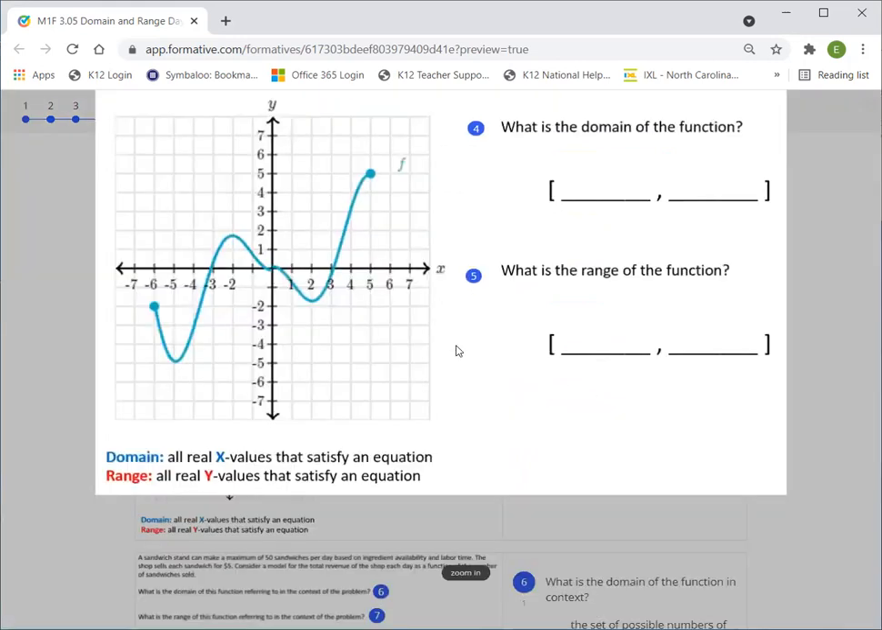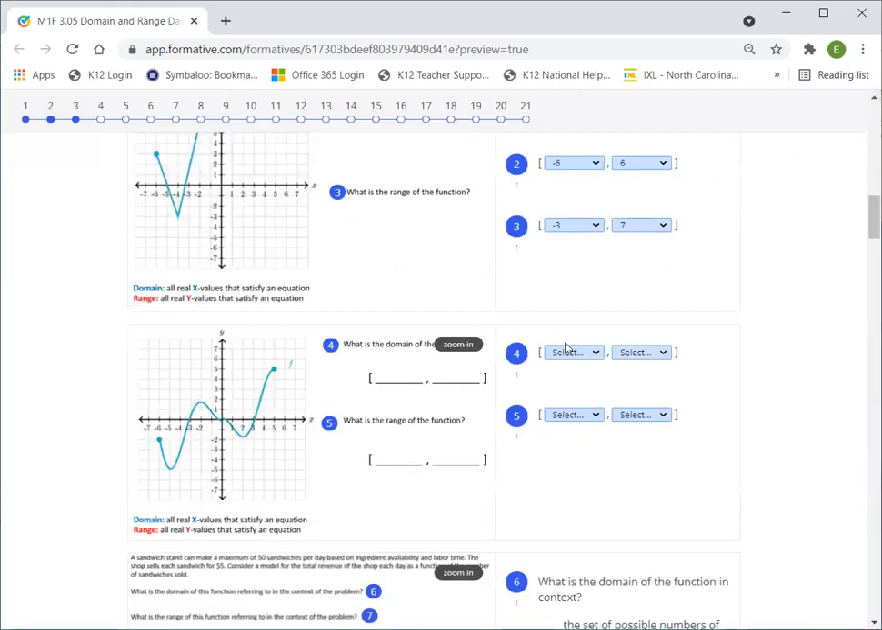The next one, domain again, left to right. If I look at my graph, the blue part furthest to the left is at -6. And then if I go all the way to the right, the furthest right is at 5. It should be -6 to 5.